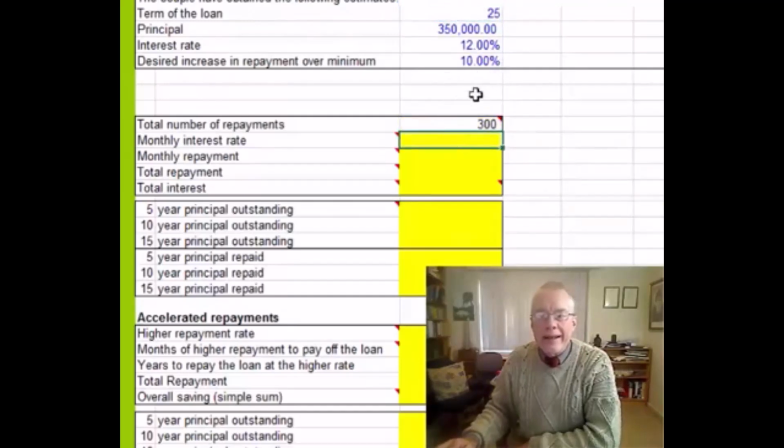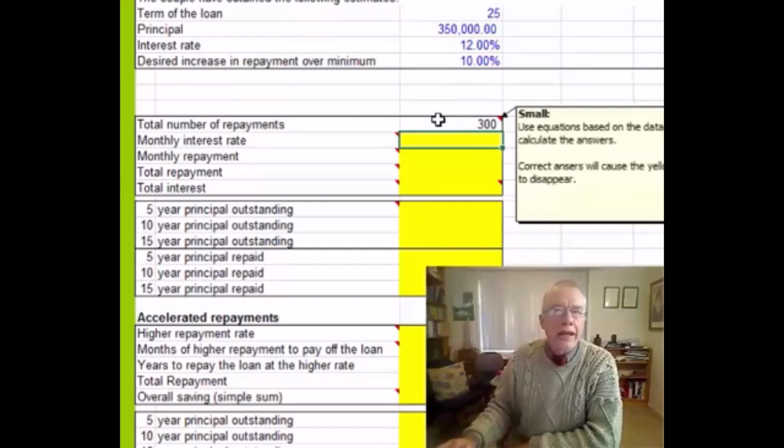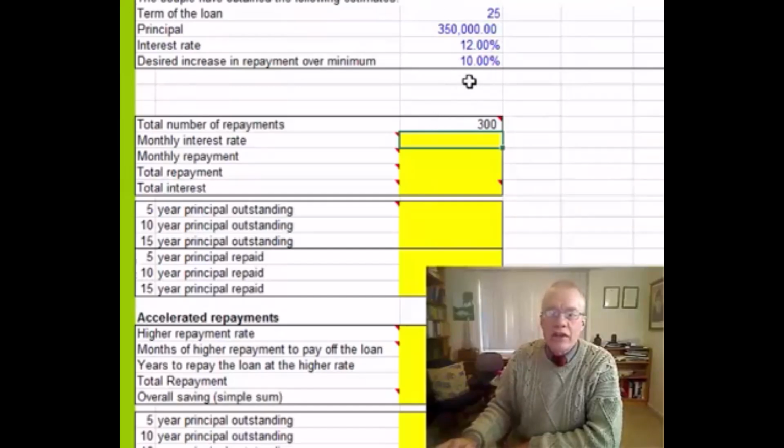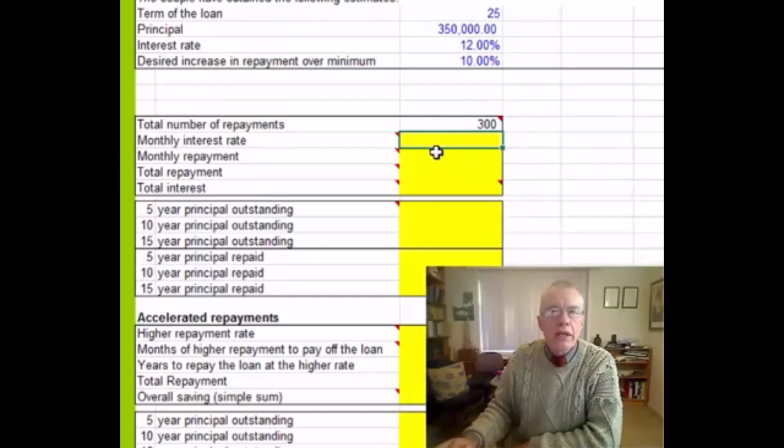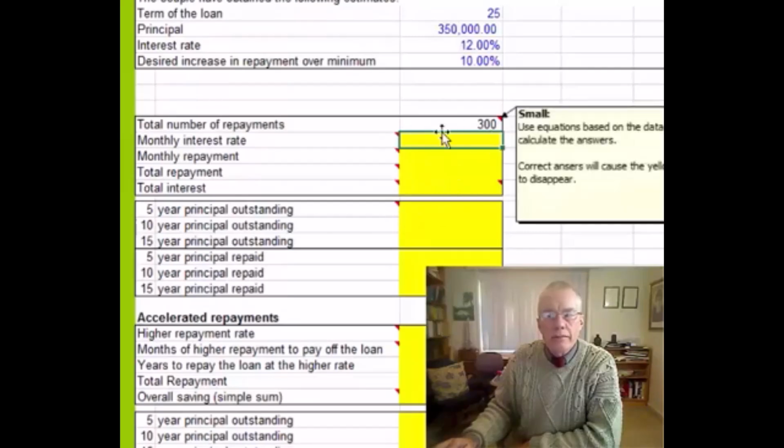The nice thing about writing it out in this form as an equation rather than simply writing out 300, which is fairly easy to calculate in your head, is that if the 25 years becomes 20 or 30, then that number will automatically change. And this is generally what I'd like you to practice doing as you build these models. Don't put numbers in, put equations. And that way, as you change the blue numbers, the rest of this stuff will follow suit.